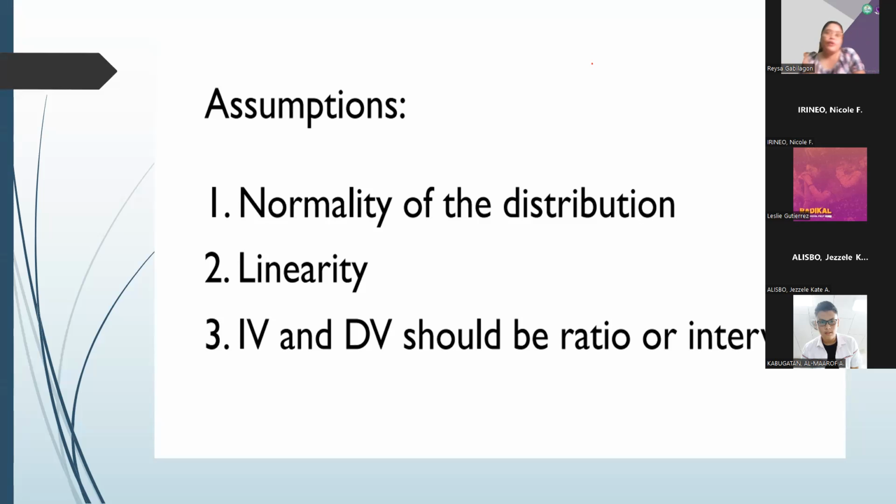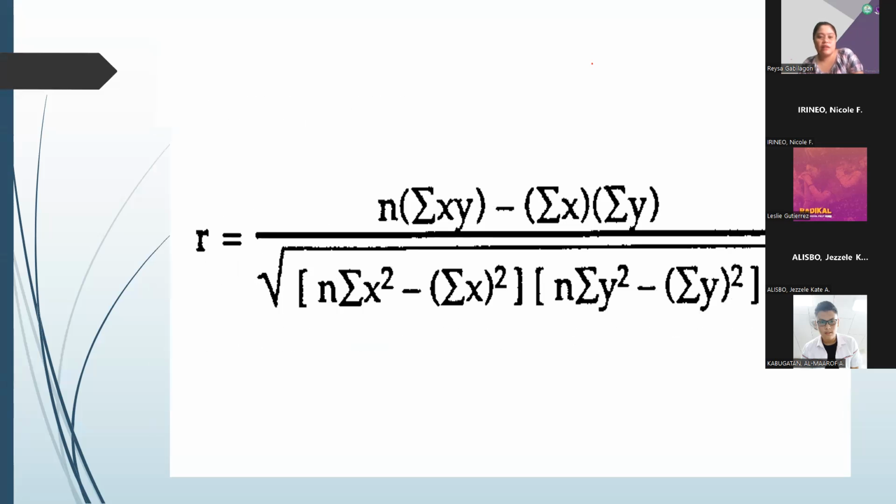And both independent and dependent variables should be ratio or interval. Since again, this is a parametric test, we should not use this if our data is nominal or yung tinatawag natin categorical data, or we should not use this also if your data is ordinal. Okay? So dapat ratio or interval lang talaga.